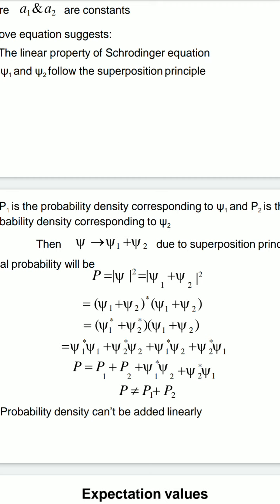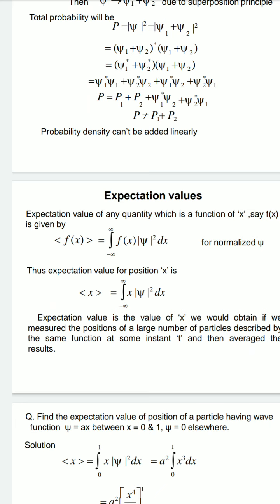Okay. Now let us go to expectation values. What do you mean by expectation value? Expectation value of any quantity. If you want to find the expectation value of any quantity, if here we say that f of x, it's a function of position, then how will you find that? It is the integral of f of x psi modulus square.